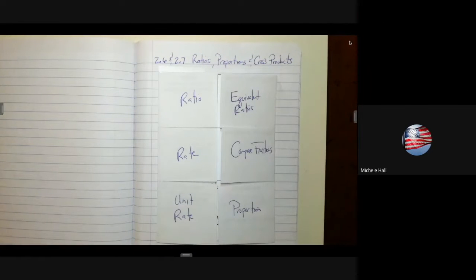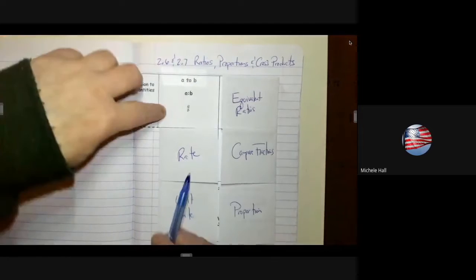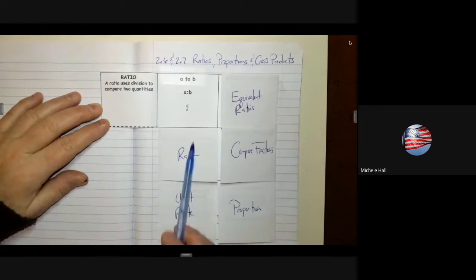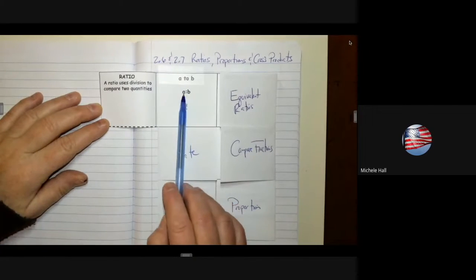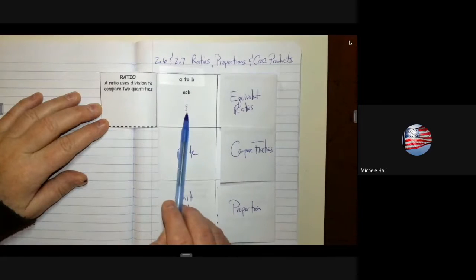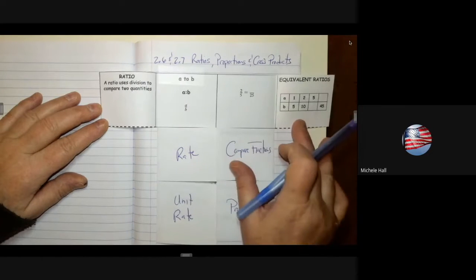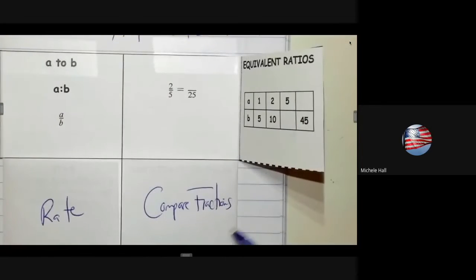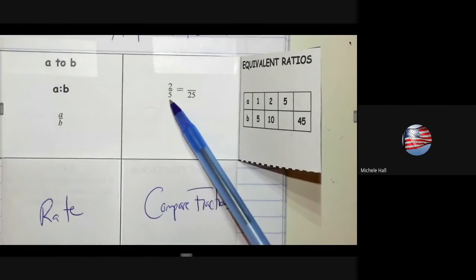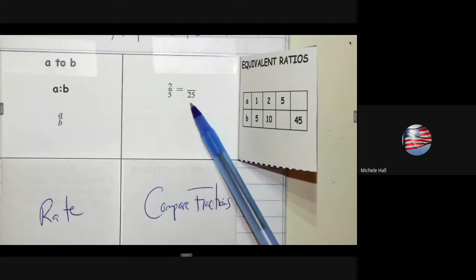2.6 and 2.7 is about ratios, proportions, and solving those proportions using cross products. A ratio can be written in 3 different ways: A to B, A:B, and A/B. They're all said "A to B" and written in 3 different ways. Equivalent ratios mean that I have a ratio that equals another ratio.